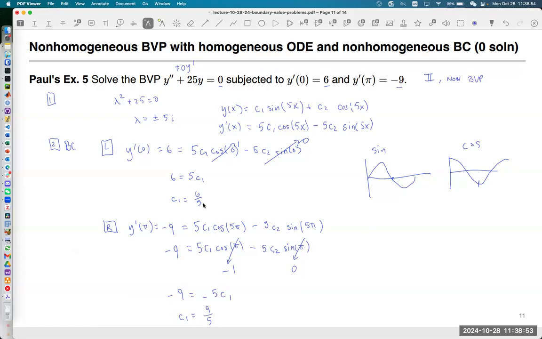If you look at the boundary conditions, they're telling us two different things. C1 is equal to 6 divided by 5 or 9 divided by 5. And it's a contradiction. And therefore, there is no solution to the boundary value problem.